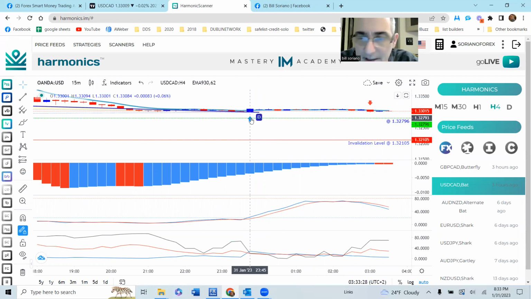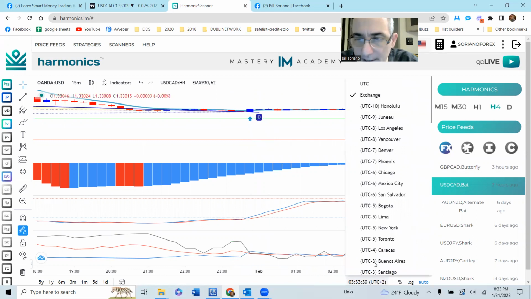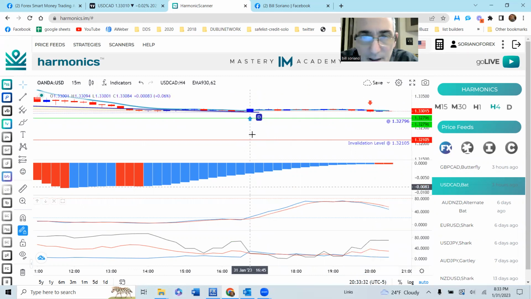So that's basically at, I don't know why I can't get this to stay on New York time here. I changed it in the settings, but for some reason it just won't stay. So if anybody's really good at TradingView and they know what I need to do to get that to stay on UTC -5, let me know.